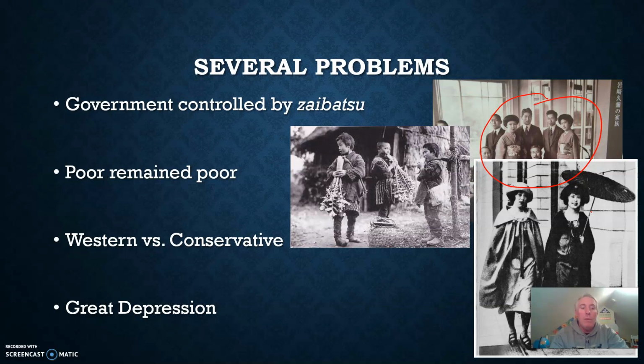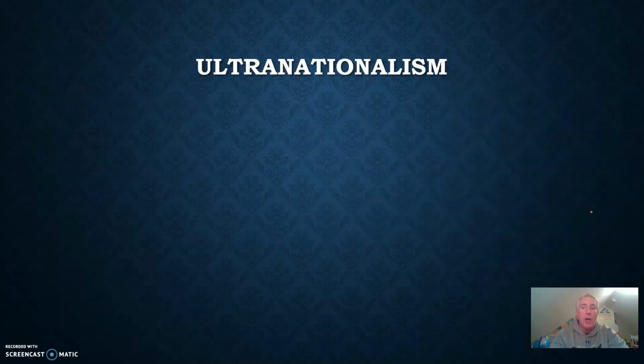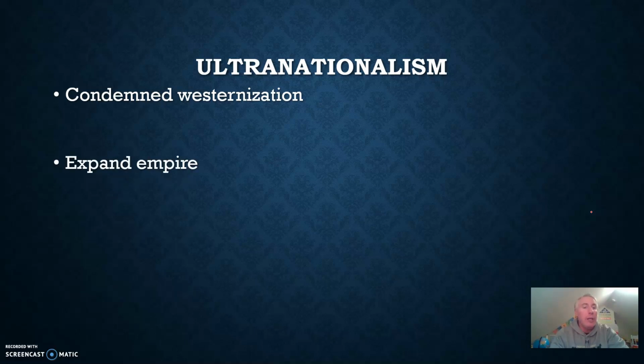Now, the combination of westernization and economic distress led to the growth of a movement known as ultranationalism. Now, ultranationalism is an extreme form of nationalism. They condemned westernization, but used European nations as an example of why they should expand their imperialist policies. Nationalists said that expansion and conquest were the only things that could get Japan out of this economic crisis. They set their sights specifically on a region of northern China known as Manchuria.